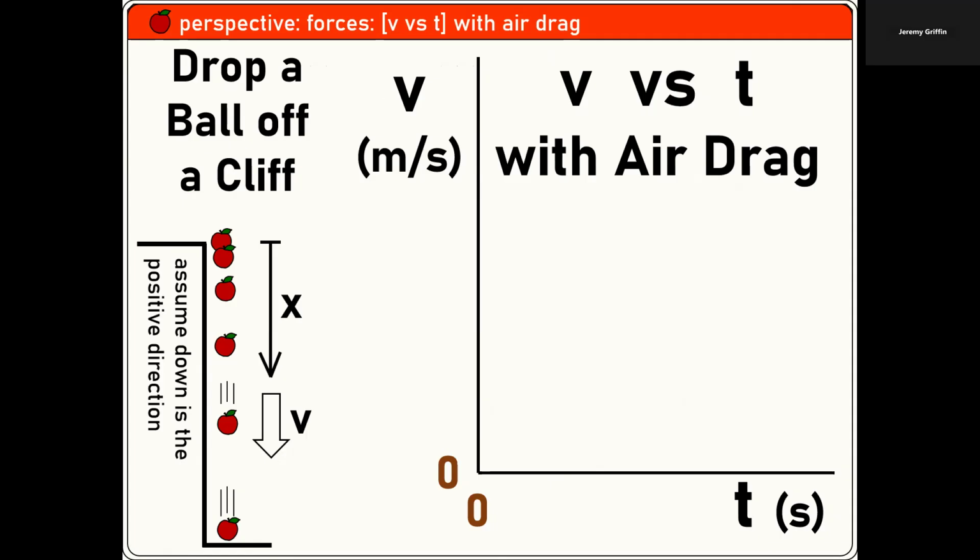What does it look like without air drag? Yeah, it's just a linear relationship, like y equals kx. Or I should say d equals at, or d equals gt. Okay. But now if there's air drag, it's a little bit different.